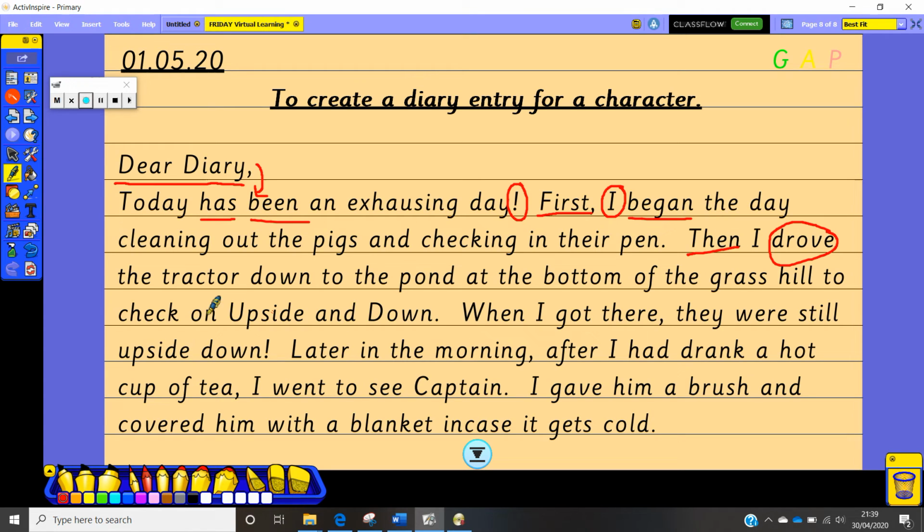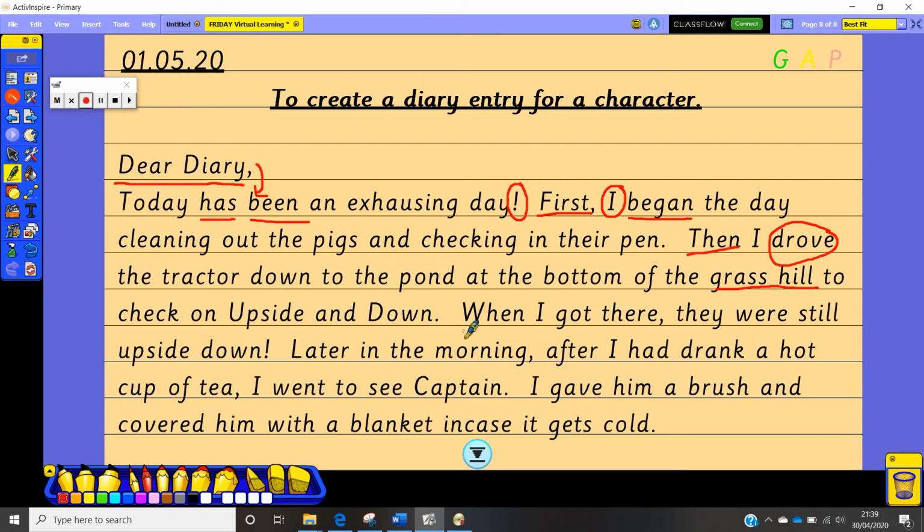So then I drove the tractor down to the pond at the bottom of the grass hill. So I've used an adjective there. Now my adjective there isn't actually very good. All I've put is grass. Okay, so see if you could add better adjectives, more precise adjectives, better describing words, so that you can tell us a little bit more in your diary. Okay, upside and down are obviously the ducks that live on the pond.